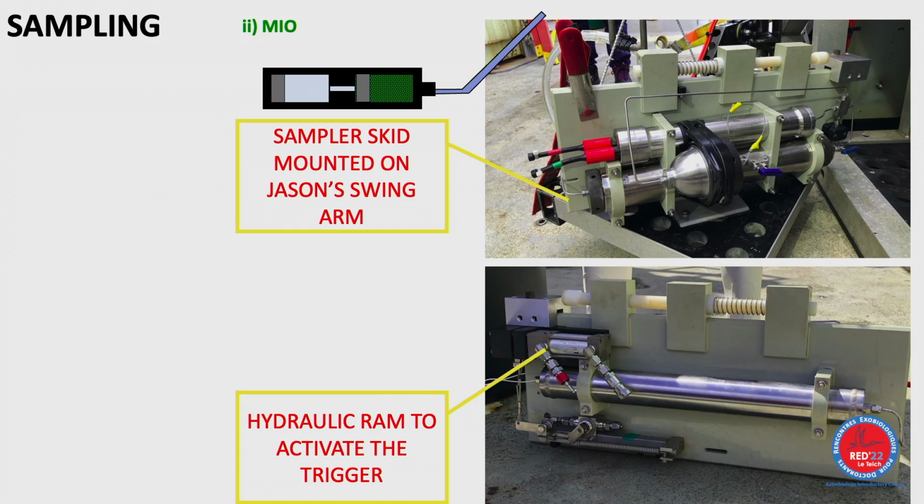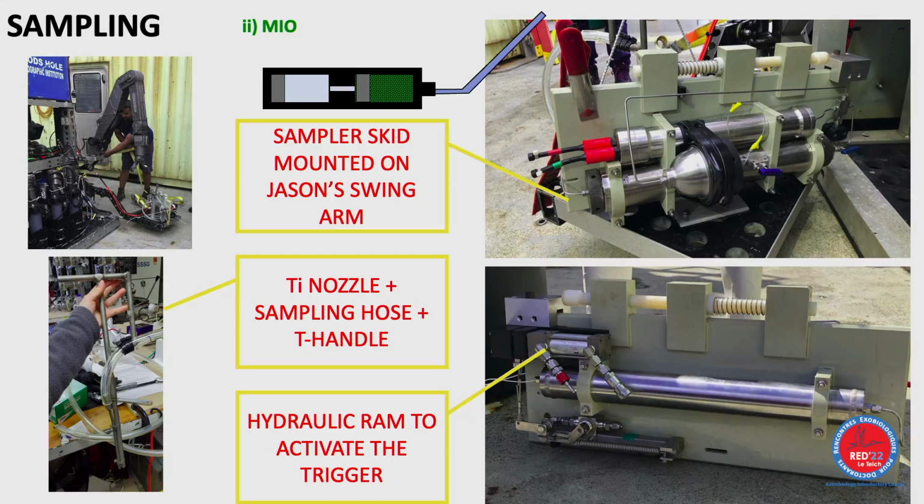And we put a hydraulic ram to activate the trigger when we were ready to sample. And we also adapted a nozzle, a titanium nozzle with a sampling hose and a T-handle for JASON to be able to go to the fluids. So it was a really technical and challenging process, but we were happy that it worked pretty well.